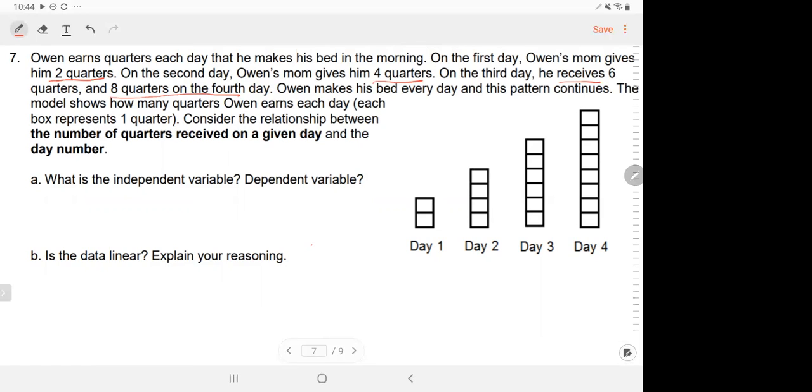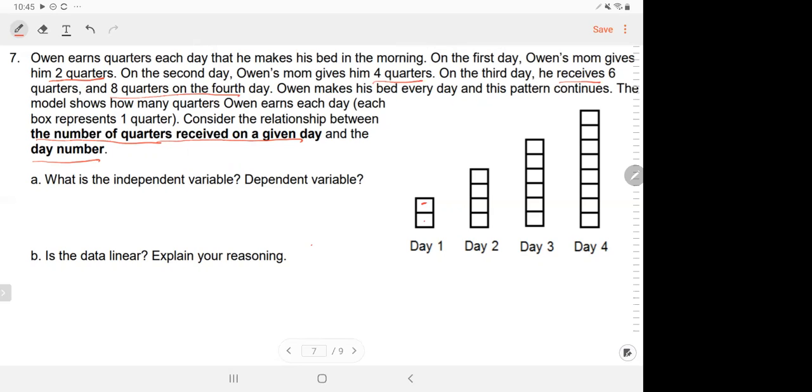The model shows how many quarters Owen earns each day. Each box represents 1 quarter. So this is 1 quarter and this is 1 quarter. Consider the relationship between the number of quarters received on any given day and the day number. What is the independent variable and what is the dependent variable?